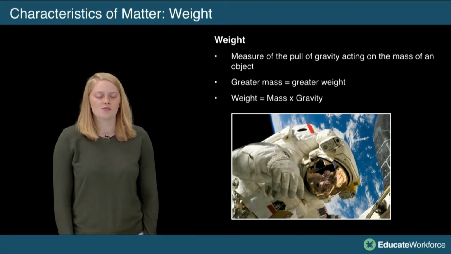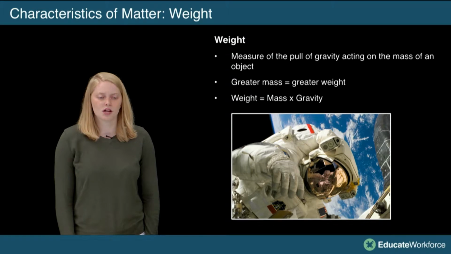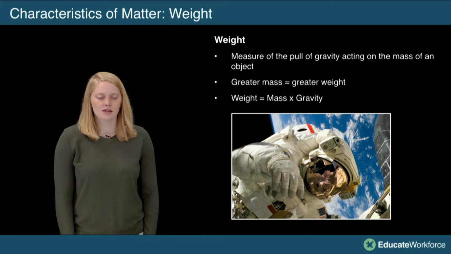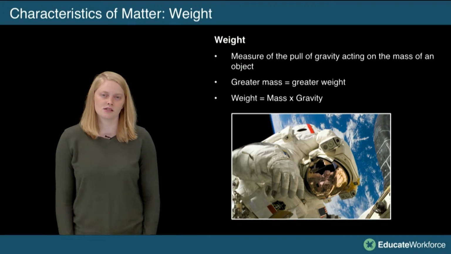Weight is a measure of the pull of gravity acting on the mass of an object. The greater the mass of the object, the greater the weight it has. We calculate weight by doing mass times gravity. An example of this is in space. Astronauts are not weightless, but they are in a constant state of free fall.